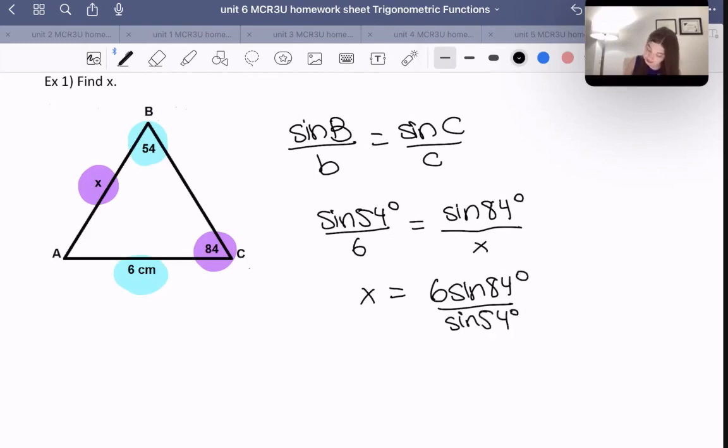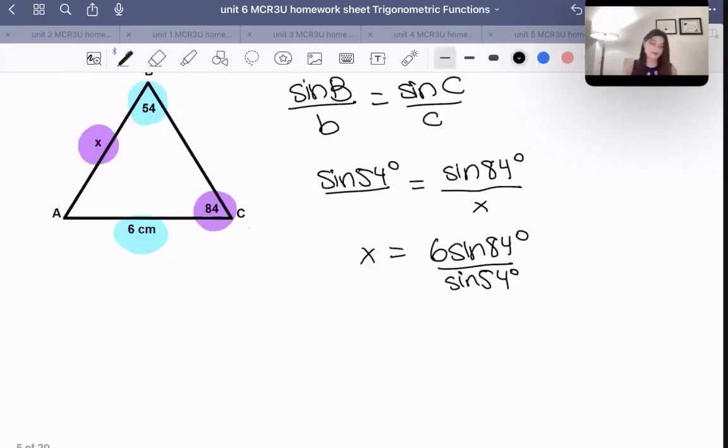So what did I do here exactly? I took the x up, I put the sine 54 down, so I swapped these two. I also put the 6 up, because I wanted to solve for x specifically. Now I'm going to grab my calculator, and I'm going to punch in 6 times sine 84 equals, and then divide that answer by sine 54, press equals again, and I ended up with x is equal to 7.375, which I'm just going to say 7.38. I'm going to round to 2 decimal places for these examples. And there's my answer. There we go.